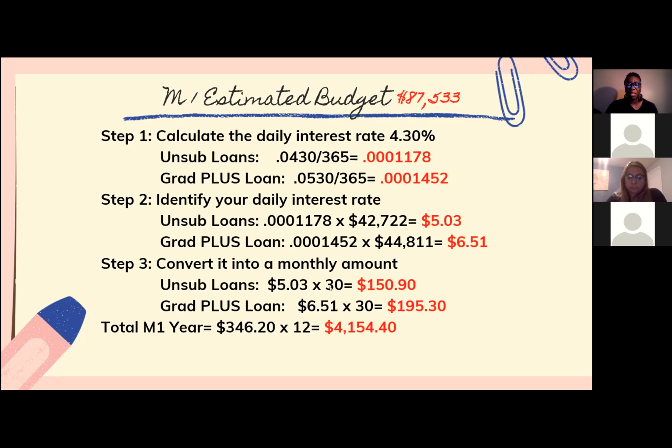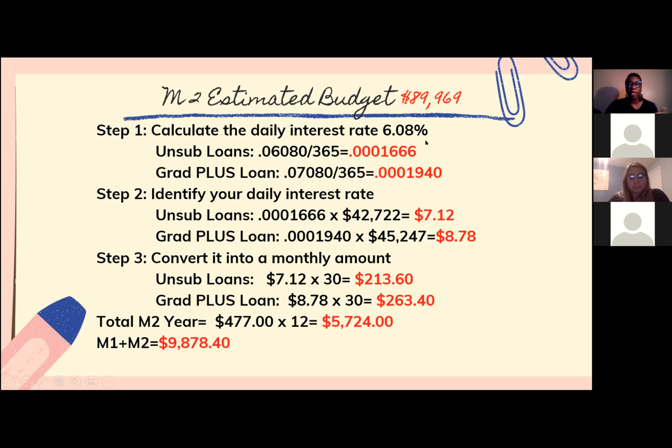And when we convert it to a monthly amount, multiplying those by 30, $151 and $195. So again, when we add those amounts together, which totals $346, and multiply that by 12, $4,154 is building on both of these loans for the whole year. I can go through M2, and I'll take questions after this slide, so that your questions, if you have them, are fresh before we get through the rest of the presentation.